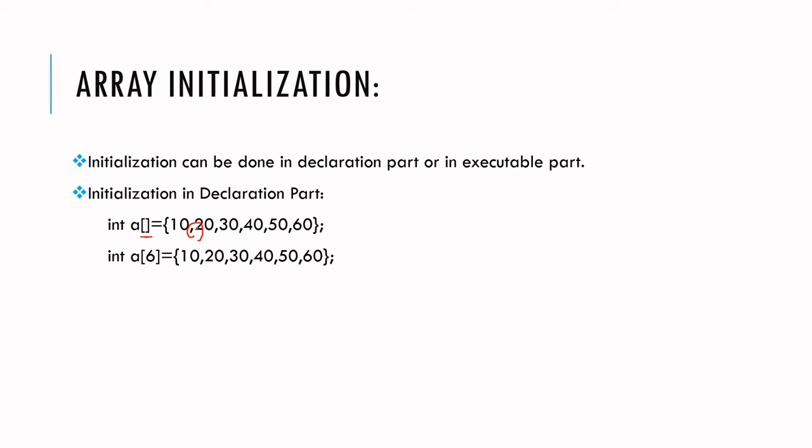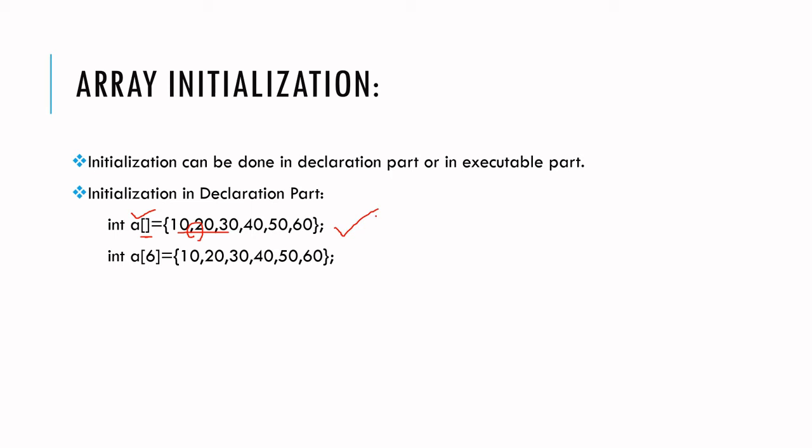How many elements are you embedding here? For example, if I include 6 elements, accordingly 6 memory spaces will be allocated for the array A. If you give only 3 elements, 3 memory spaces will be allocated for the array A. So it depends upon the number of elements that you list here. According to that, the memory spaces will be allocated for this array. This is one methodology of initializing the elements of an array.